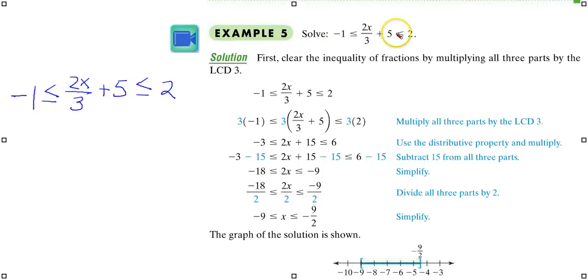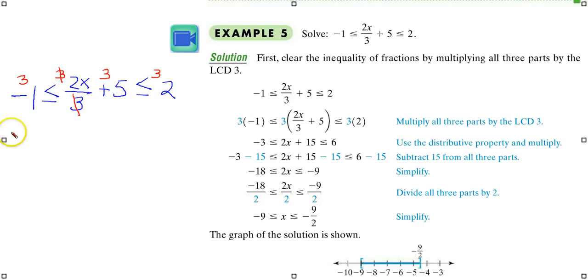Now in example 5, they've made it just a little more complicated, but it's not going to be complicated to work out. As we see here, we have an inequality with fractions. So we're going to multiply every term by the lowest common denominator, which is a 3. So we're going to multiply this by a 3, this term by a 3, this one by a 3, and this one by a 3. So canceling this out, we've got rid of our fractions.